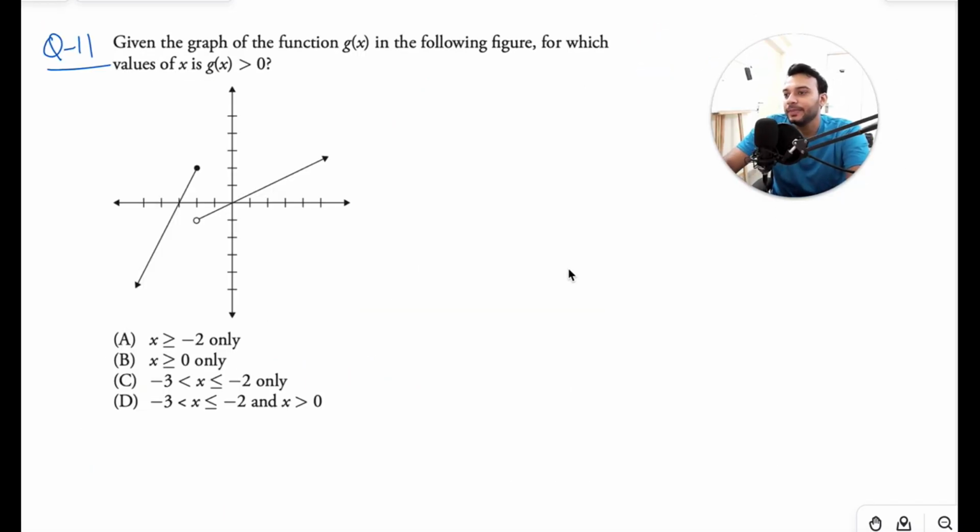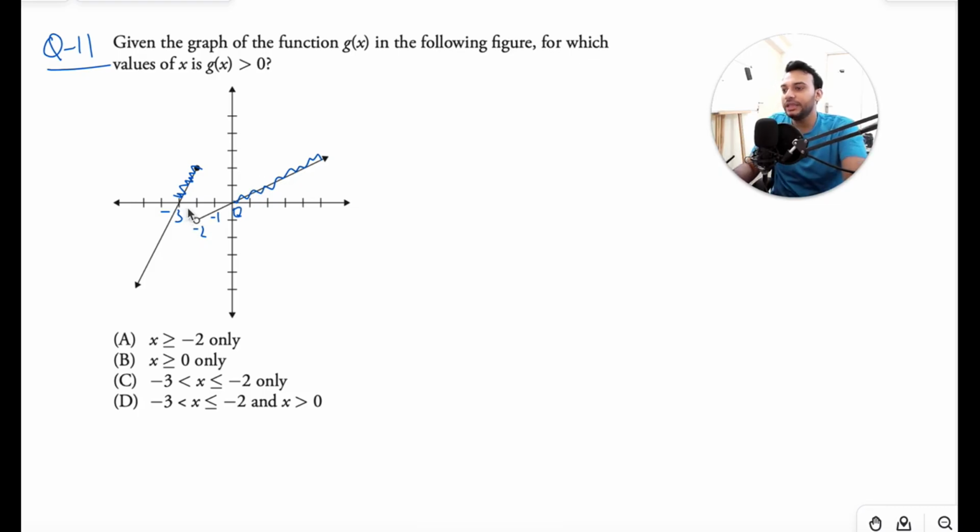Okay, question number 11. Given the graph of the function g of x in the following figure, for which values of x is g of x greater than 0? So we need to figure out the intervals where g of x is greater than 0. As you can see, one part is this one and the other one is this region for greater than 0. So this is 0, negative 1, negative 2, negative 3. So between negative 3 and negative 2, it's positive.